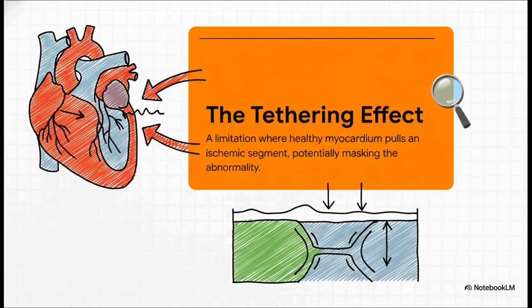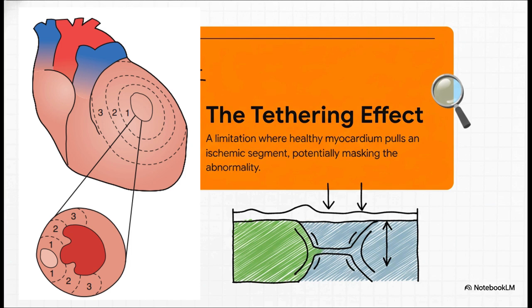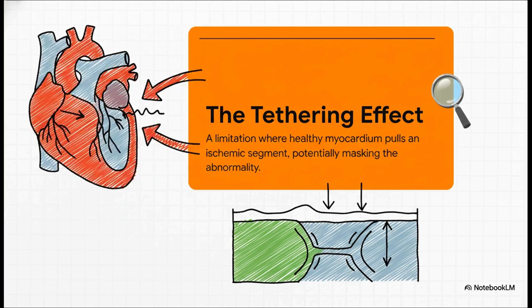But this eyeballing has some tricky pitfalls, and the tethering effect is a really important one to know about. Imagine one little segment of the heart muscle is ischemic and not contracting well. The healthy, strong muscle right next to it can actually pull that weak segment along for the ride, making it look like it's moving normally. It's a bit of an optical illusion. This can hide underlying ischemia, and that's why paying close attention to wall thickening is so important. Thickening is a much more reliable sign of active contraction, and it's less affected by this tethering.